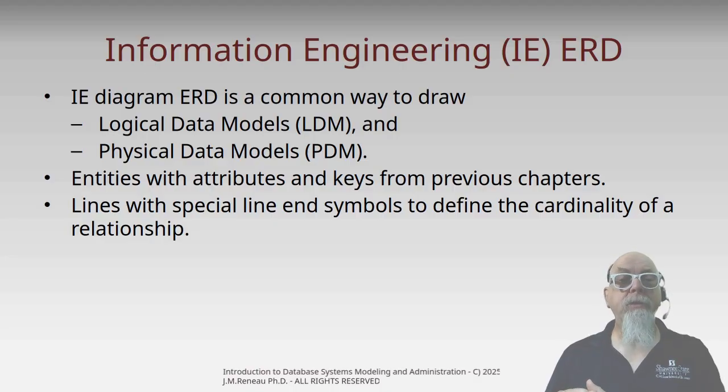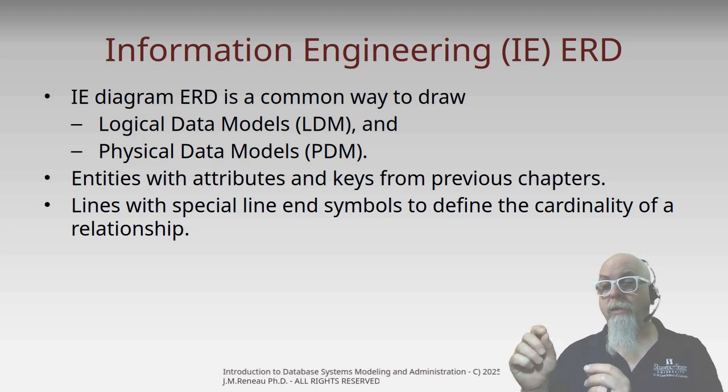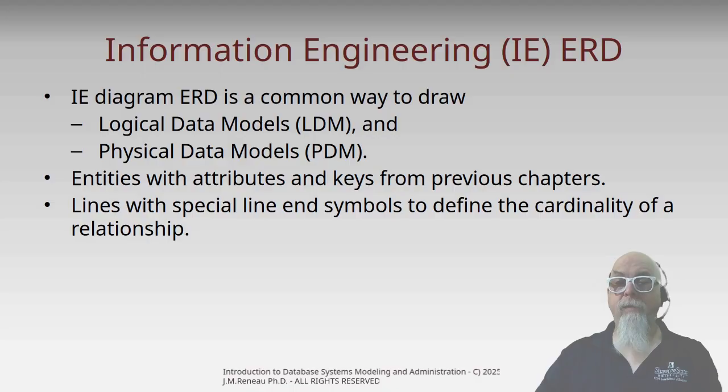So we're going to be using these IE models and IE shapes for our logical model and our physical models. The entities with attributes came from, again, the previous chapter. And then we're going to learn how to draw these crazy special lines that define the cardinality of a relationship.